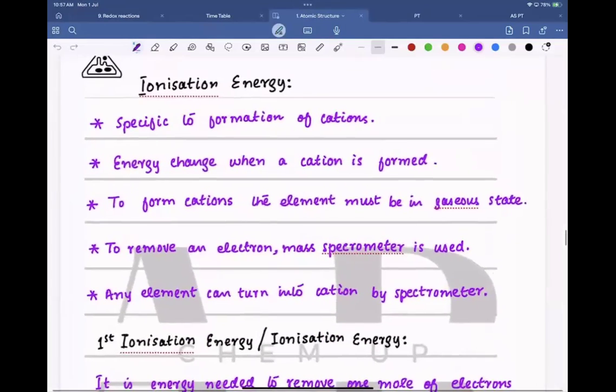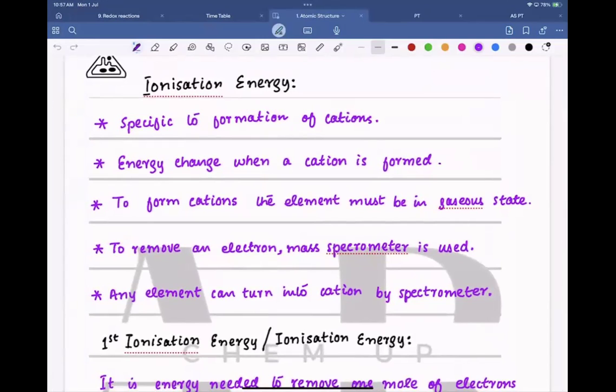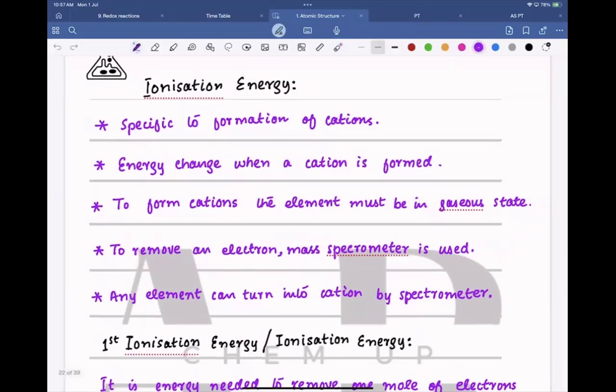Okay. Then ionization energy. Here in the first class, we have discussed the ionization energy. We will give a quick review that it is based on the formation of the cations, right? Basically, it is the energy change when the cation is formed. So to make the cation, the element must be in the gaseous state. That's what we have discussed earlier as well, because before the gaseous state, if we provide the energy, it is utilized in its atomization, right? Yes, sir. Okay. And to remove the electron, we use a mass spectrometer. The mass spectrometer is the one which basically provides the energy.